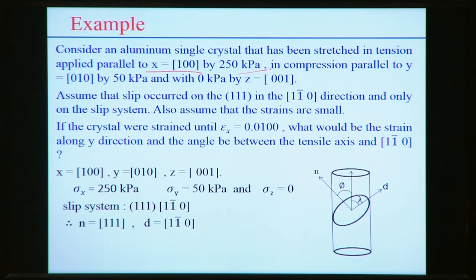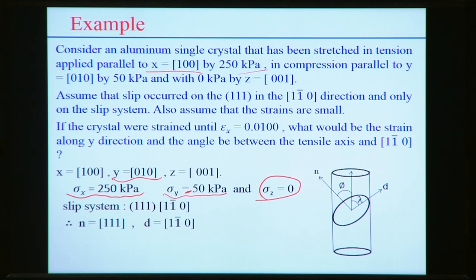250 kilopascal. So sigma x is basically 250 kilopascal, and in compression parallel to the y-axis by 50 kilopascal. So this is the y-axis and it is subject to 50 kilopascal, but it's a compression, with 0 kilopascal along z. So sigma z is equal to 0. Sigma y can be like that, minus 50 kilopascal.